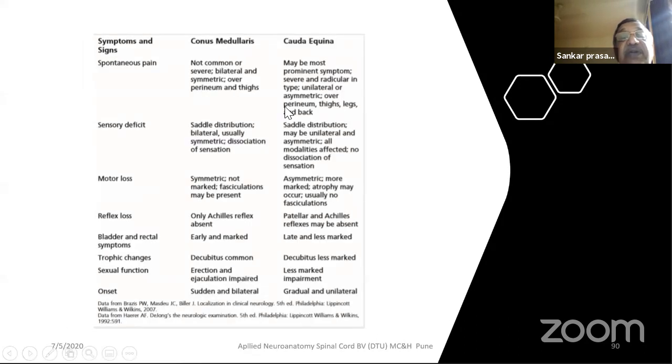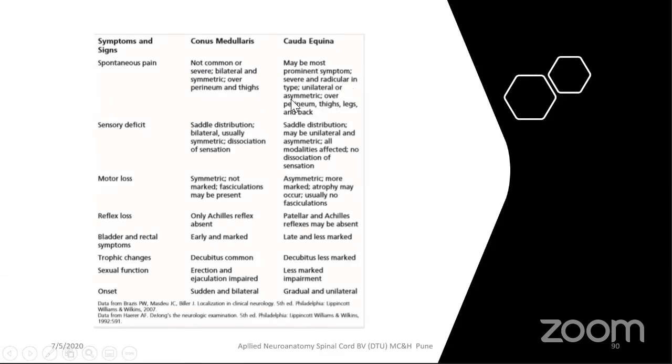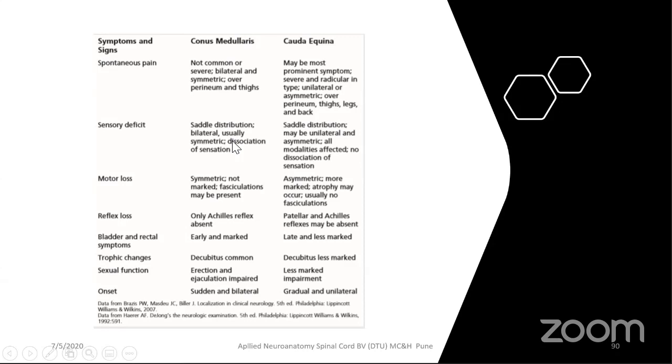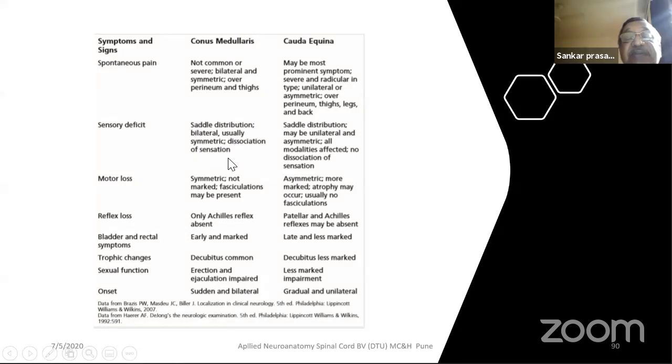Now we look at the conus medullaris and cauda equina. Spontaneous pain is not common or severe in conus; it is bilateral, symmetric, over the perineum and thighs. In cauda equina it is a more prominent symptom, severe, radicular type, unilateral or asymmetric over the perineum and thighs. For the sensory deficit, as we discussed, in conus it is saddle distribution, bilateral, symmetric, maybe with dissociation of sensation. In cauda equina it is asymmetric. In conus the motor loss is not marked, and fasciculation may be present, symmetric. In cauda equina there is marked loss, atrophy may occur, and usually there are no fasciculations. For the reflex loss, in conus only the Achilles reflex is absent.